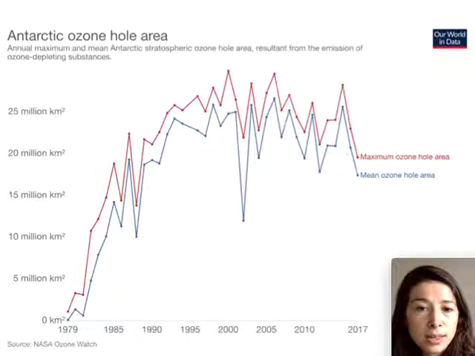So we can see around now the hole is not significantly smaller. We do know that the ozone layer is kind of starting to improve itself. We saw that graph before where we saw more ozone.